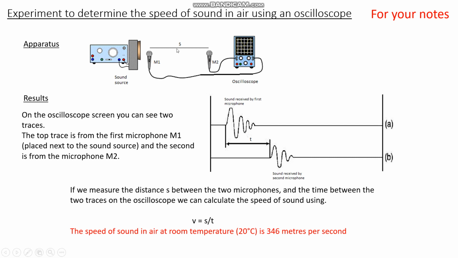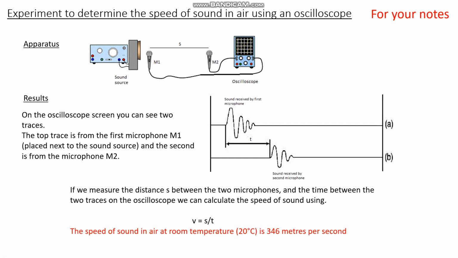Now if we measure that distance S, we've got both the things that we need to calculate the speed. Distance S divided by time t will give us the speed v. Typically these times are very small, so we're talking about milliseconds, thousandths of a second. But nevertheless, we can use this method to determine the speed of sound in air. If everything is working well and we've got the correct room temperature, 20 degrees Celsius, then our answer should come to around about 346 meters per second.